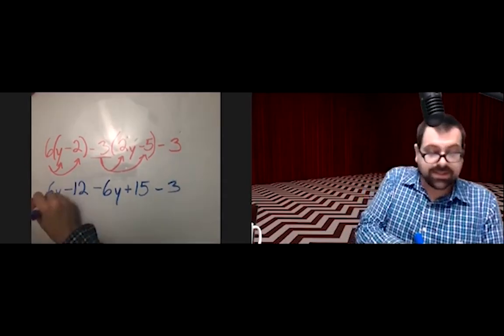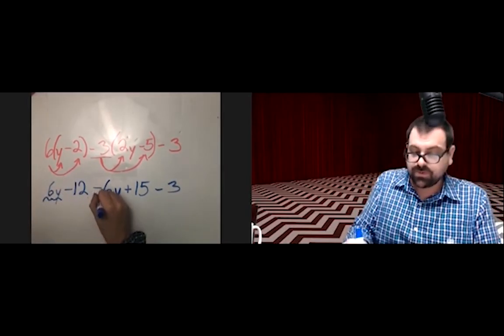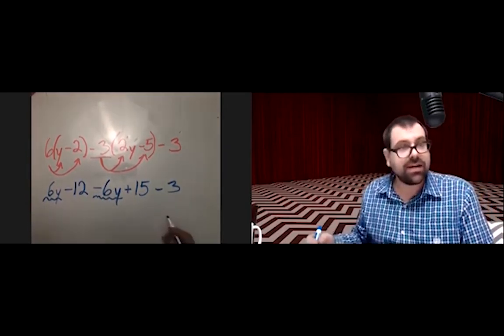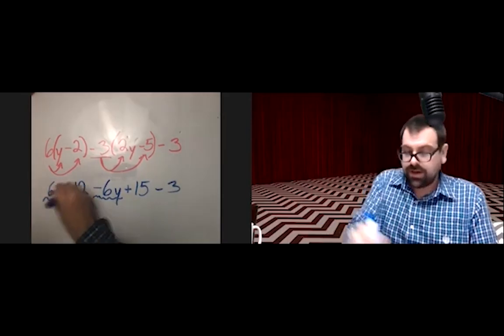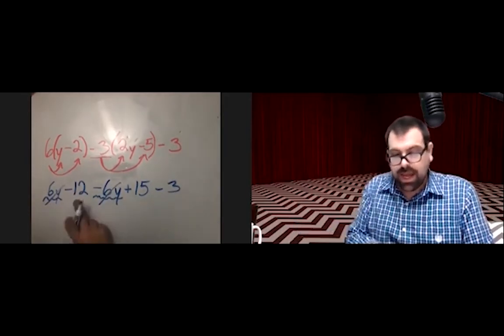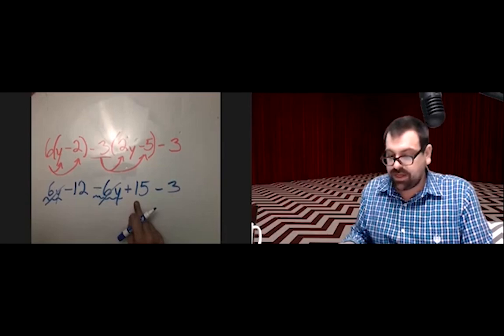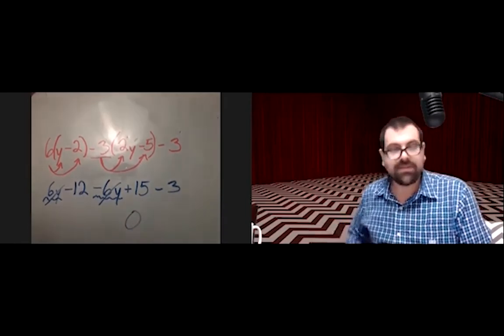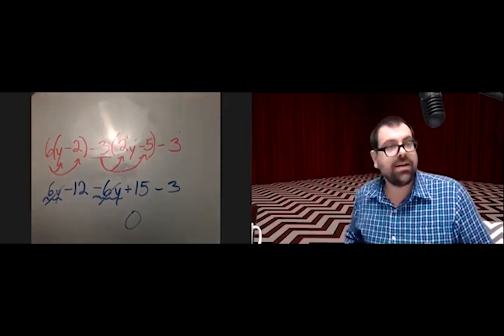I'm going to put our y's first. We got a plus 6y, minus 6y. Those actually cancel each other out. That leaves 0 there. Negative 12 plus 15 is positive 3, minus 3. Leaves us with nothing. Everything canceled away.